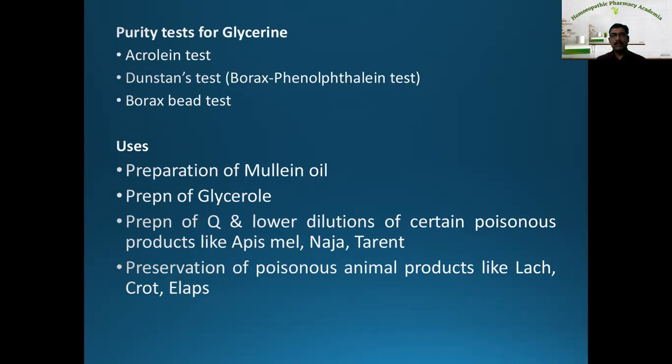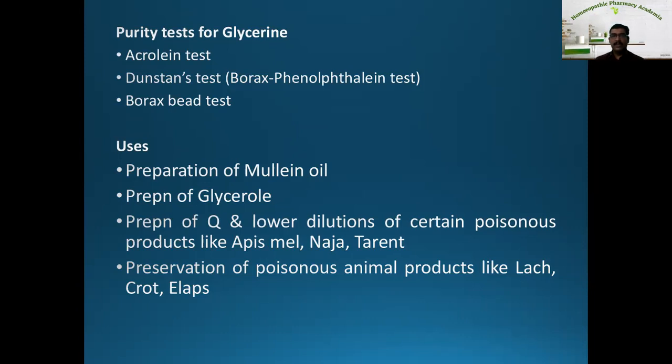Now the uses of glycerin. It is used for the preparation of mullein oil. Mullein oil is a glycerin extract of verbascum, a plant extract which is extracted with glycerin. It is also used for the preparation of glycerol, which is an external application. Glycerol is a mother tincture mixed with glycerin for external application, especially for mouth ulcers or any lesions in the mouth, aphthous ulcers.